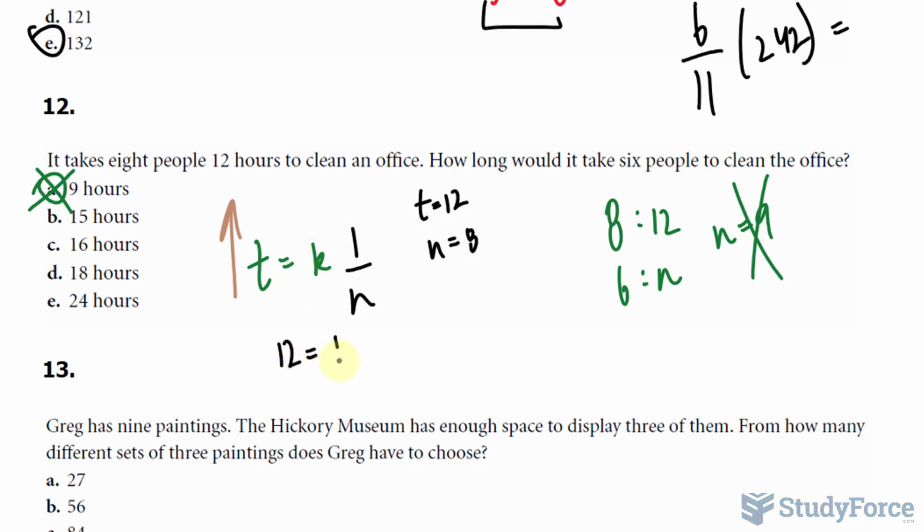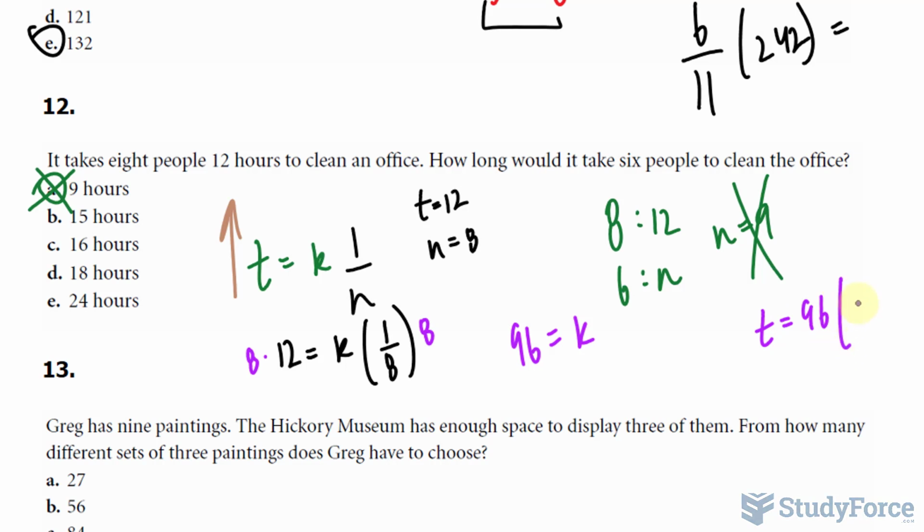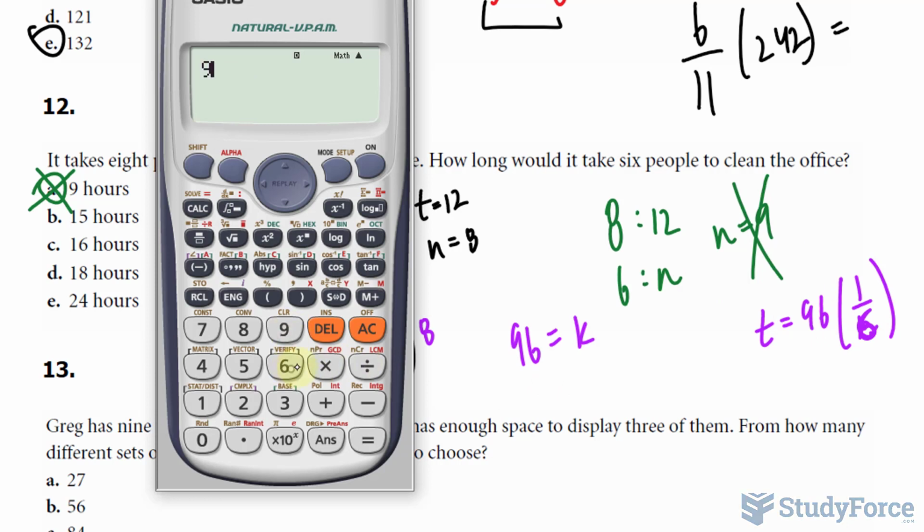So t is equal to k times 1 over 8, and I'll multiply both sides by 8 to solve for k. I get 96 on the left side, and k is equal to 96. So using the same formula as before, t is equal to 96 times 1 over n. This time we have 6 people, so I'll replace n with 6. If I multiply these out, 96 times 1 over 6, I end up with 16 hours.